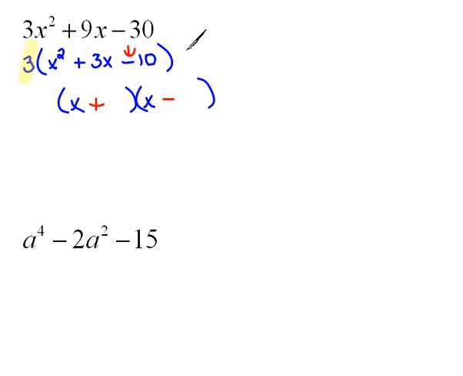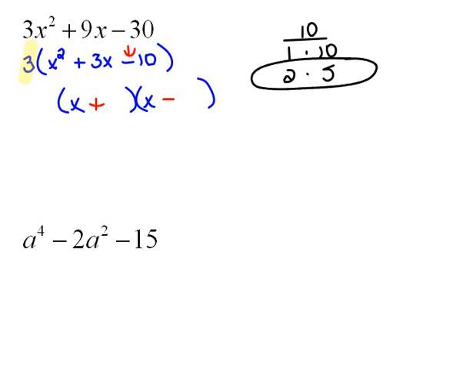Now let's think about our factors of 10. 10 would be 1 times 10 or 2 times 5. I guess that's it. Now which one of those combinations is more likely to give us a 3? Looks like it has to be the 2 and the 5.